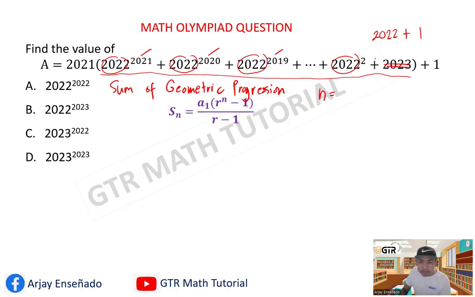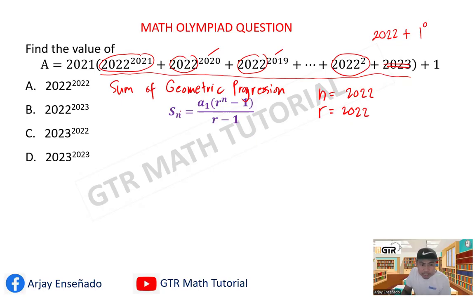So what is the number of terms? Just look at the exponent. We start with 0 and end up with 2021. That means the number of terms is 2022, because we have 0 here. And then our r, the common ratio, is 2022, because from 1 we multiply by 2022, and then multiply again by 2022, it becomes 2022 squared. Multiply again by 2022, we have 2022 cubed, up to 2022 raised to 2021.